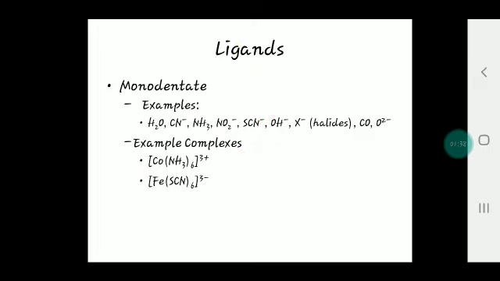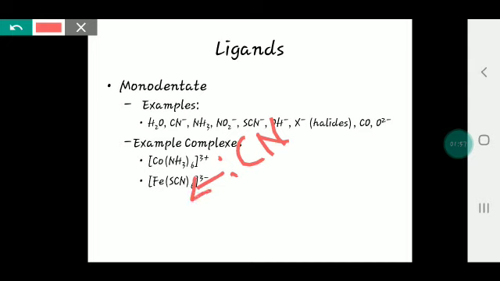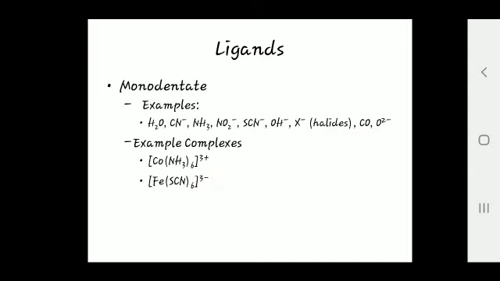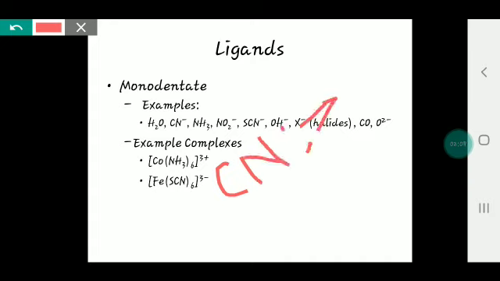The next example is the cyanide ion. Cyanide is an ambidentate ligand. Why is this one ambidentate? Because it can donate to the metal atom through carbon and also through nitrogen. If carbon is the donor site, then it is a cyanide. If nitrogen is the donor site, then it is an isocyanide.